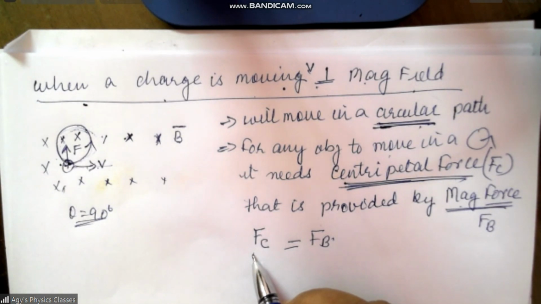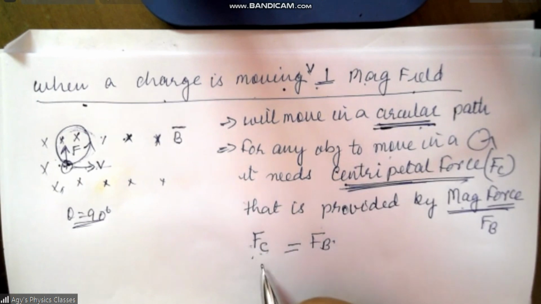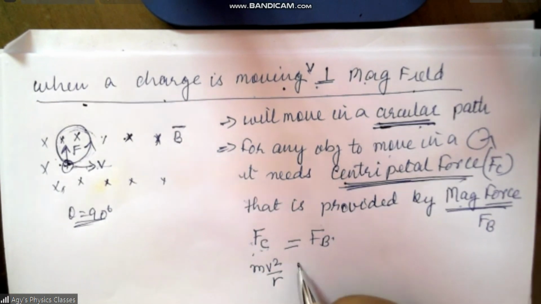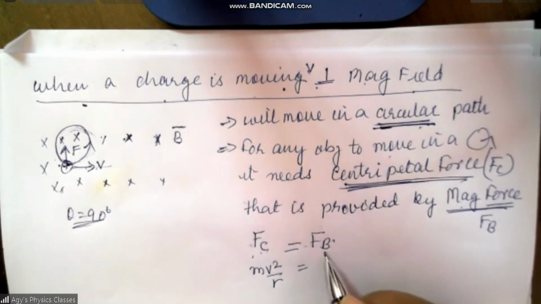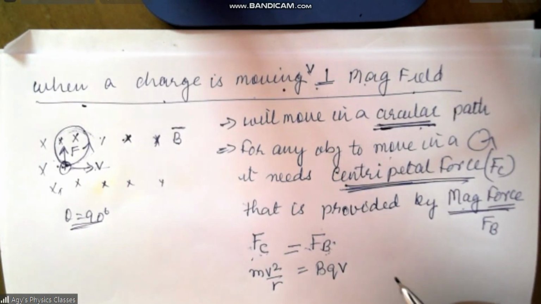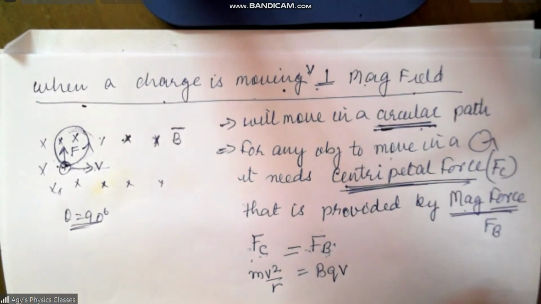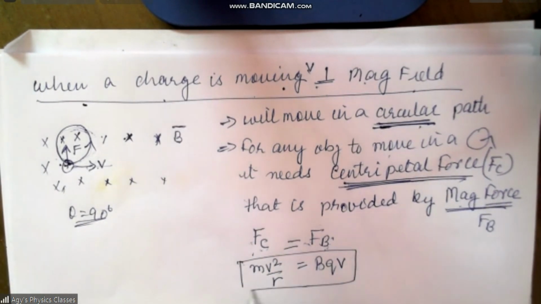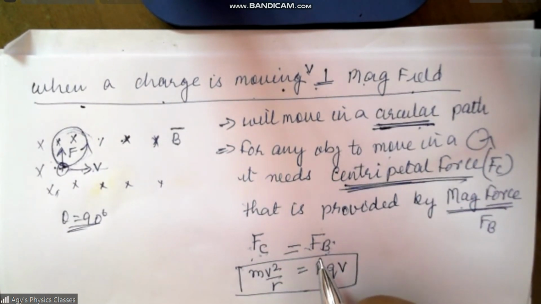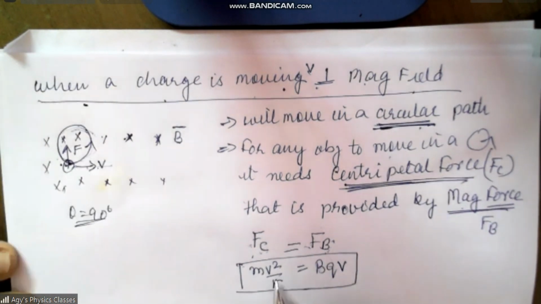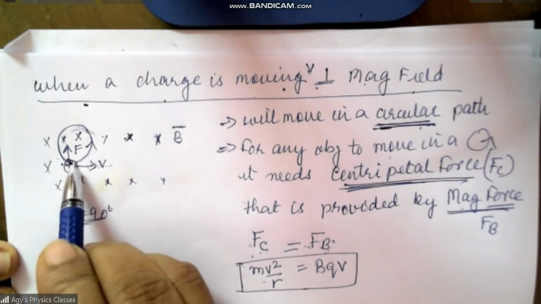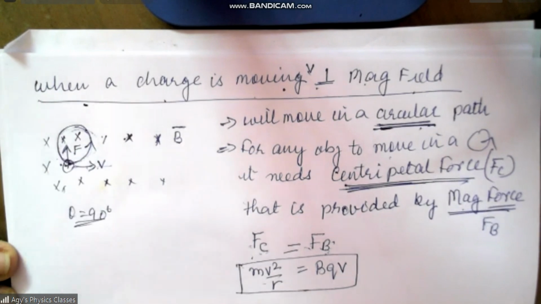What is the formula for centripetal force? First chapter. Centripetal force is mv square by r is equal to, what is the force due to magnetism on a moving charge? BQV. Very, very powerful equation, and this will help a lot of things. First of all, from this we can calculate number one, the velocity with which it is moving.